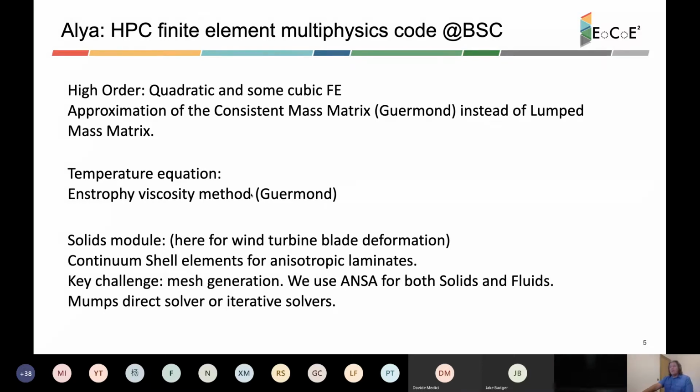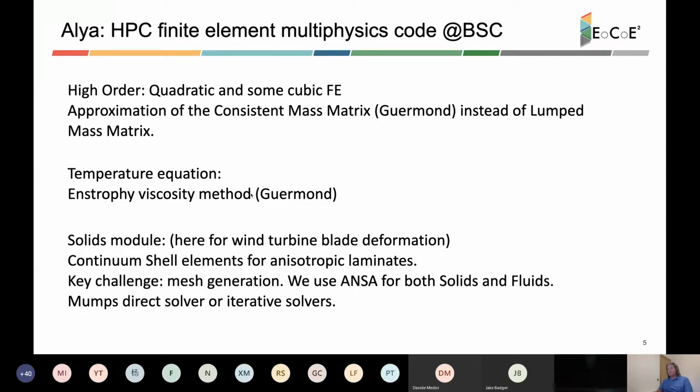For the mass matrix, we are using an explicit discretization of the momentum equation. We have used an approximation of the consistent mass matrix proposed by Guermond that gives us better results than the use of the lumped mass matrix. For the temperature equation, we use an entropy viscosity method, also proposed by Guermond.